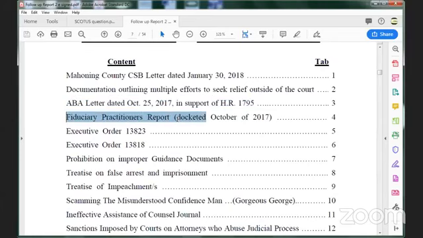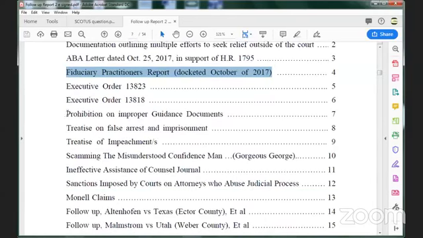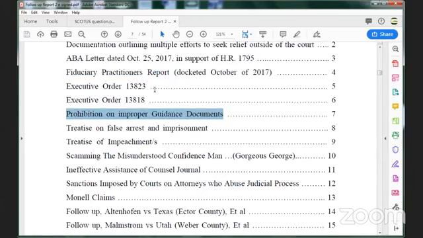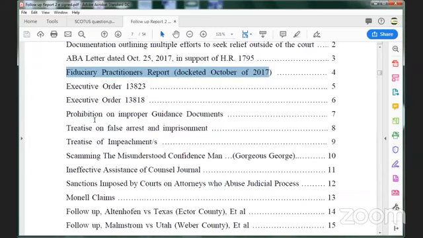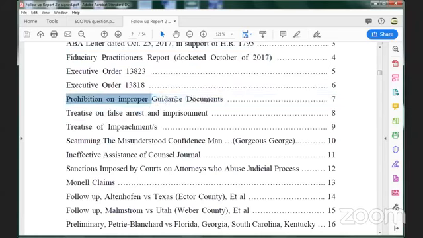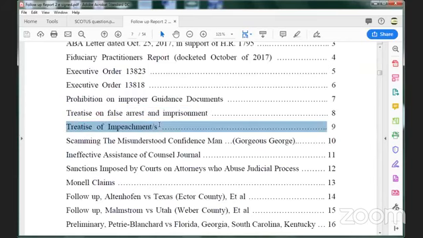Again, my original fiduciary practitioner's report identifying me as me. Why? Because they've seen the report. So when I attach it, they're like, oh, yeah, okay, I know that guy. Prohibition on improper guidance, which was the result of that fiduciary practitioner's report, right? Also, the treatise on false arrest and imprisonments. I've provided them copies of that. Treatise of impeachments. Ooh, wonder where they got that idea.